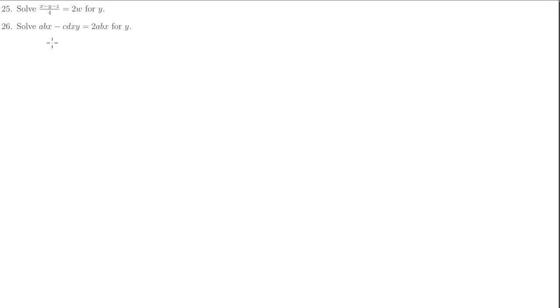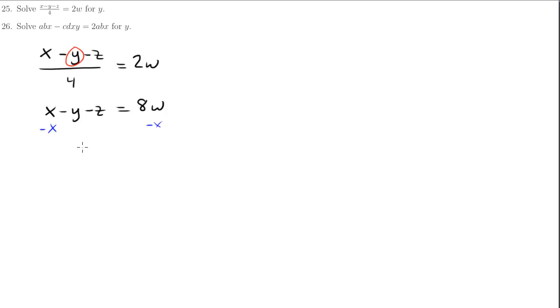We're going to solve (x minus y minus z) quantity divided by 4 is equal to 2w for y. And the important one here is y. I'm going to circle it. Multiply everything by 4 to get x minus y minus z is equal to 8w. Let's subtract x. So we get minus y minus z is equal to a negative x plus 8w. And then we're going to add z.